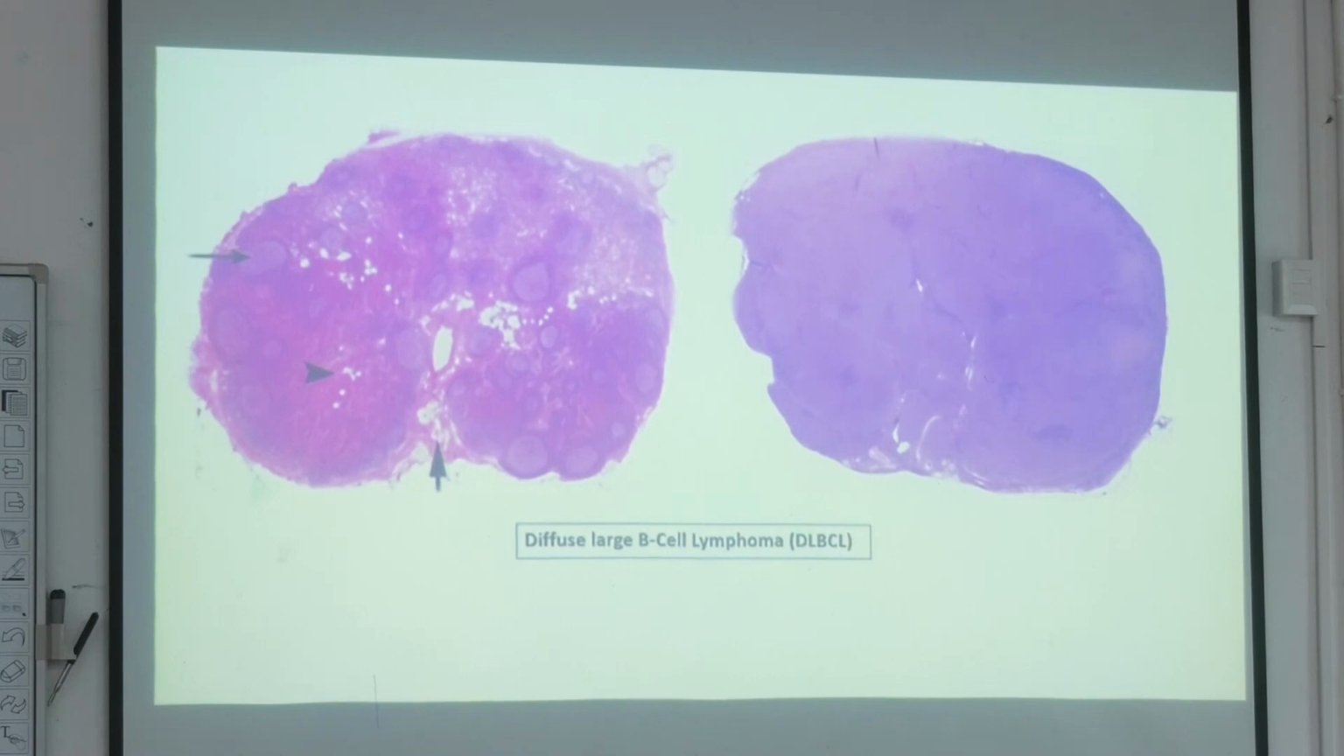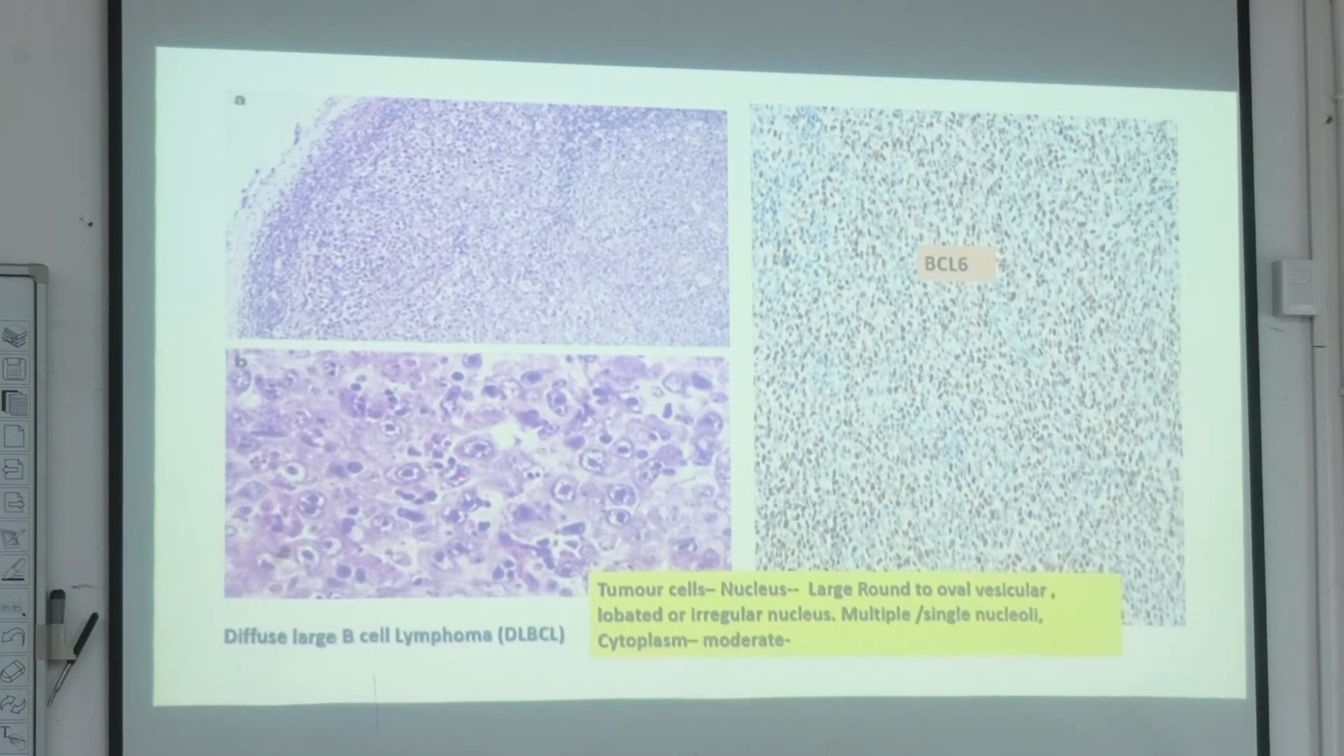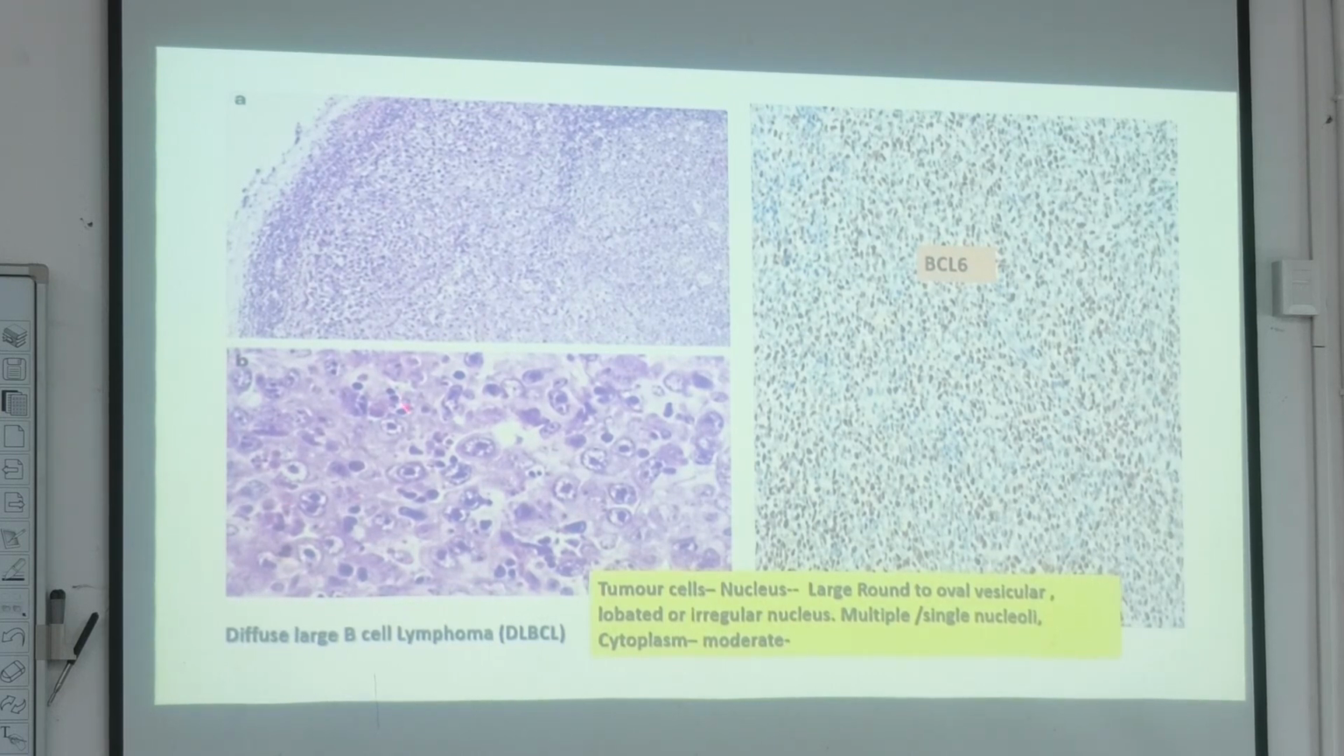This is the lymphoid tissue. This is the large node. This is a follicular architecture, but it's a diffuse type. See, this is positive for BCL6. Cells are large, with multiple or single prominent nucleoli. So this is the diffuse pattern.